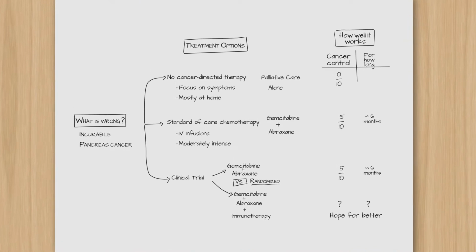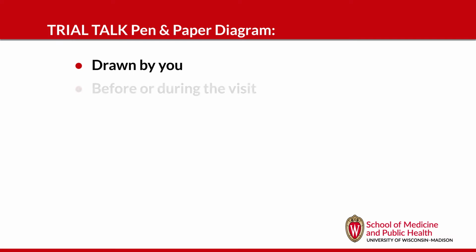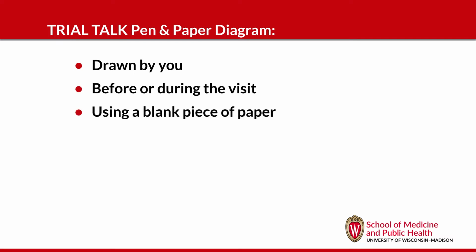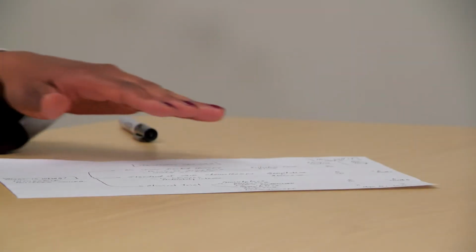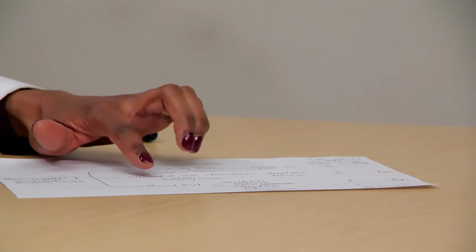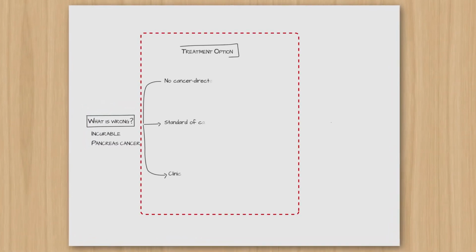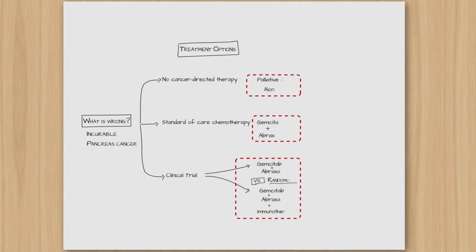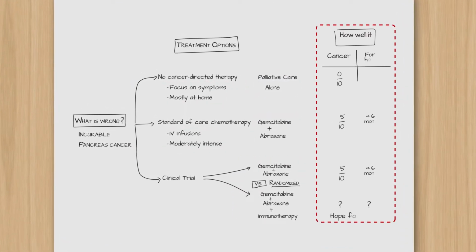Let's review the TrialTALK pen and paper diagram. It's drawn by you before or during the visit using a blank piece of paper and your knowledge about your patient and his treatment options. The diagram is laid out so it unfolds naturally as the conversation moves along. It has the following core elements: the diagnosis and prognostic implications, treatment options, the type of treatment, the impact of the treatment, and efficacy measures for comparison.